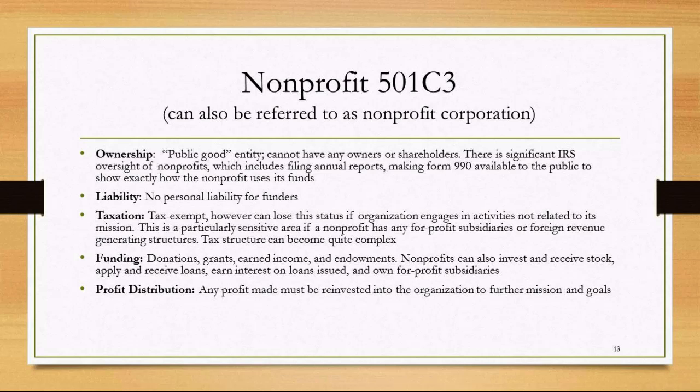get it back if your organization engages in activities that are not related to its mission. This also becomes particularly relevant if your nonprofit has any for-profit subsidiaries or revenue-generating activities that are not directly tied to its mission. The IRS can conduct an audit, and if it's found that those activities that are intended to sustain the organization are not directly related to the mission, the nonprofit can lose its tax-exempt status and go out of business. So that's fairly important to note.